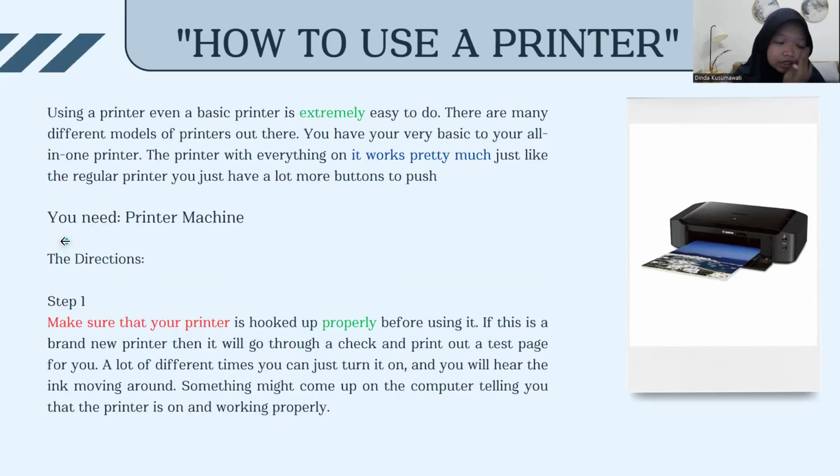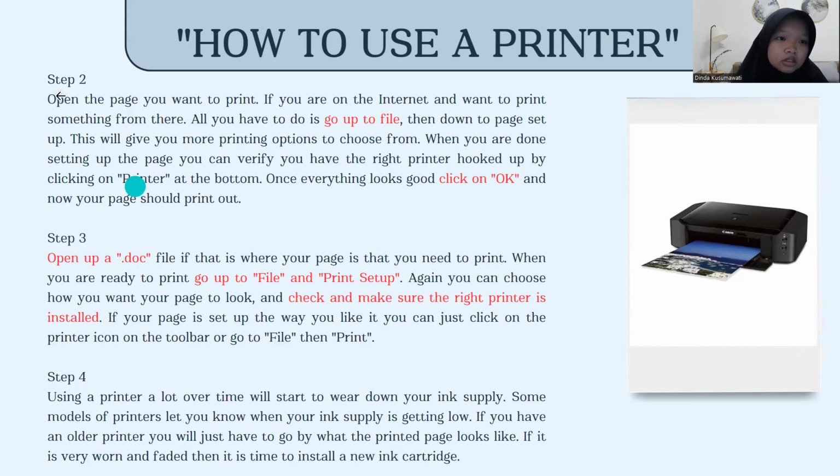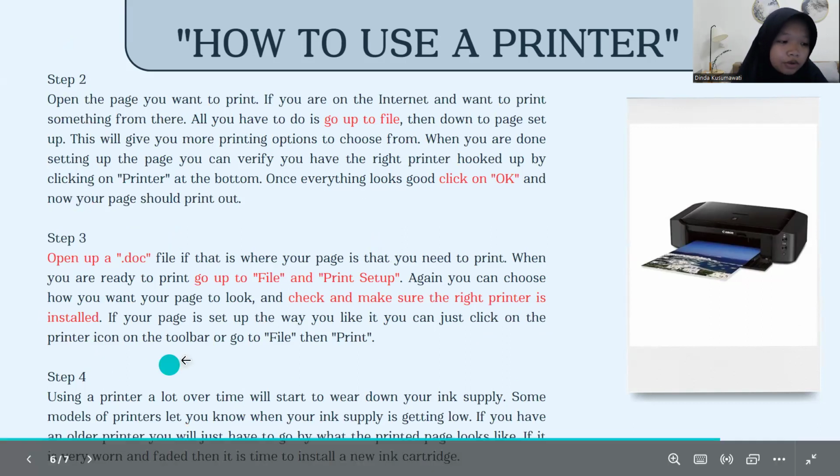And the fourth is using numbering. The numbering can be a number or the words first, second, third, and more. And in my example of procedure text, the numbering here is like this: step 1, step 2, step 3, and step 4.